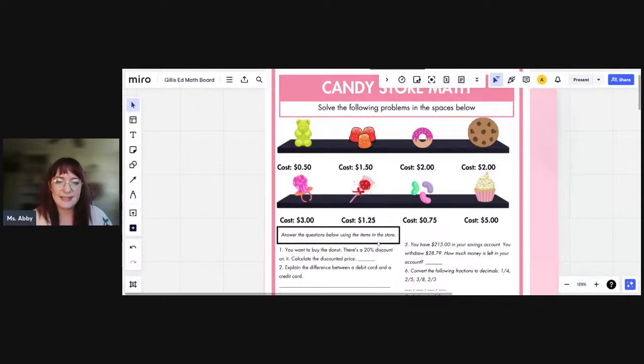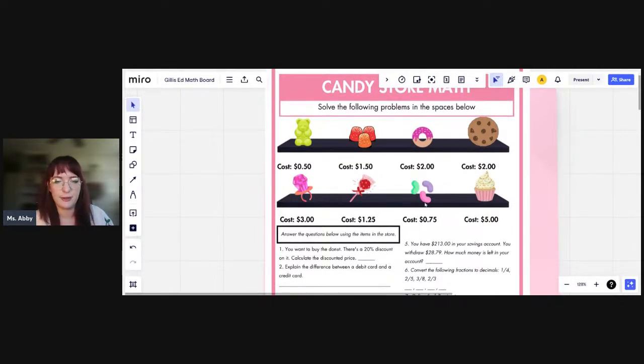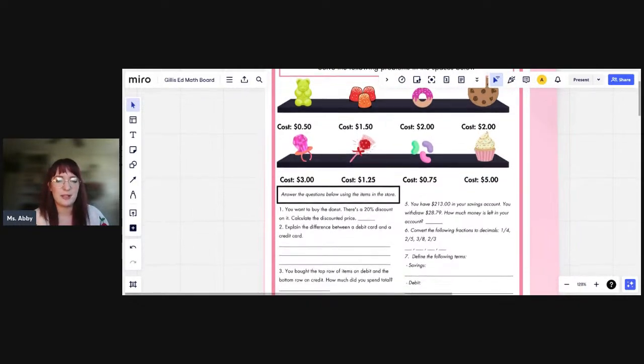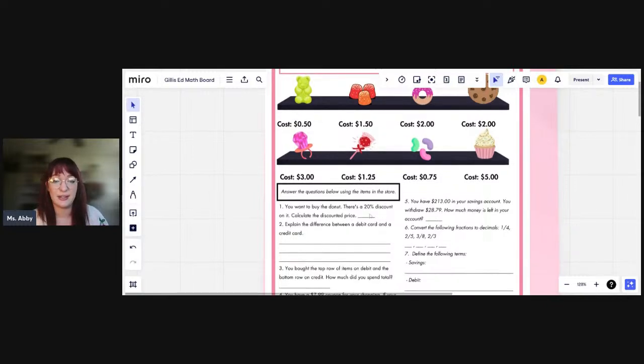So, to get into it, what I like to do first is read through each of these prices so that I know going in if the question asks about the donut or the cupcake or whatever it may be, I know exactly what I will be looking for. So, for question number 1, it states, you want to buy the donut. There's a 20% discount on it.